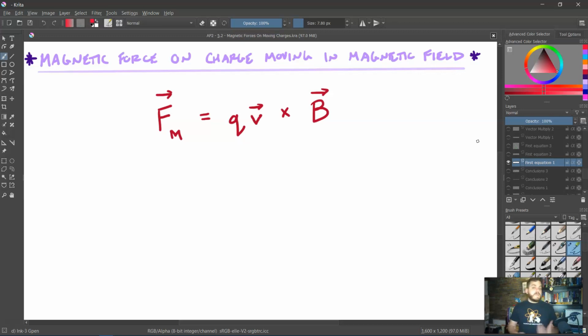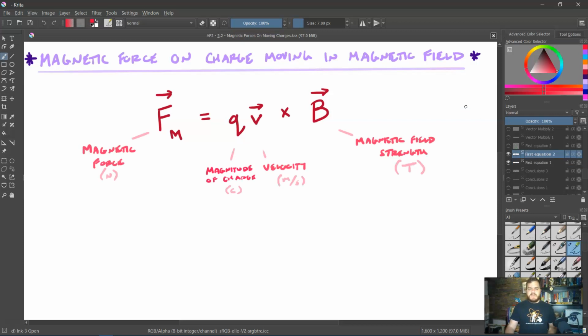So how do we calculate the size of this magnetic force? Well, we're going to use this equation here, that the magnetic force is equal to QV cross B. And let's go ahead and first talk about what all the variables mean. So Fm is the magnetic force in newtons. Q is the magnitude of the charge. So notice that magnitude is really, really important. We'll see that more in a minute, but that's in coulombs. V is the velocity in meters per second. And B is the magnetic field strength, or in other words, the magnetic field intensity in Teslas.